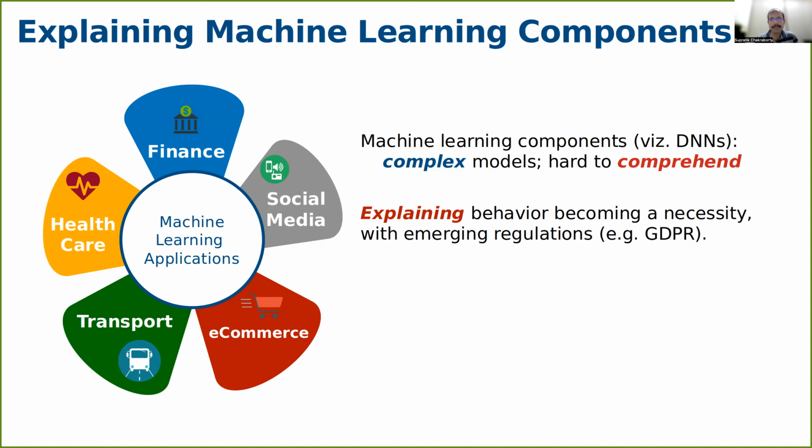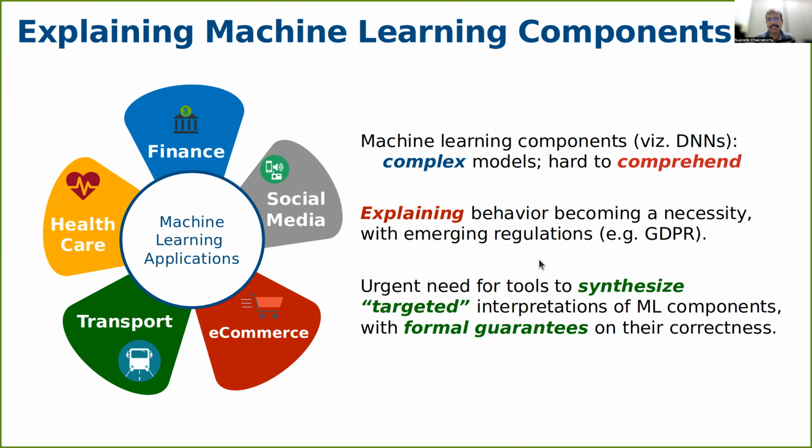and say, okay, this is the reasoning that it followed to take this decision. But at the same time, providing some kind of explanation, even if it is not the exact sequence of firing of neurons, but at least explaining at a certain abstract level the behavior of these machine learning components, is becoming a necessity. And there are emerging regulations like GDPR, which require that, if there is a consequence, then you have to be able to explain for legal purposes how the decision was taken. So there's a need for tools, techniques, algorithms to synthesize targeted interpretations with formal guarantees on their correctness.